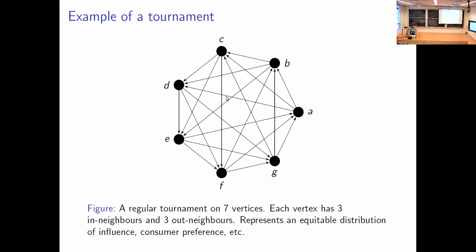So here's a very simple example of a tournament on 7 vertices. It's 3-regular, so each vertex has 3 out-neighbors and 3 in-neighbors. And this kind of tournament might represent a small clique in a social network where the users are talking among themselves about a very specialized topic, and they have about the same amount of influence over each other.